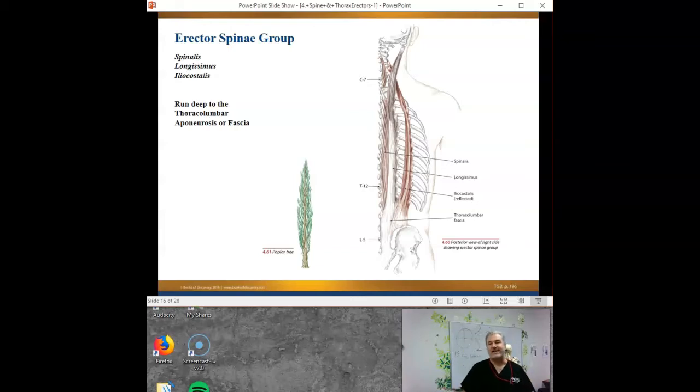So here's the deal about spinalis, longissimus, and iliocostalis. All three are actually made up of a whole bunch of little muscles. And don't worry, we're not going to learn the little muscles. They are the same muscle. So here's what I mean by that.